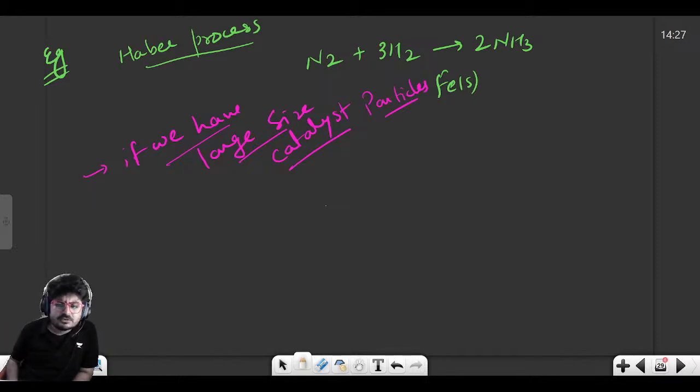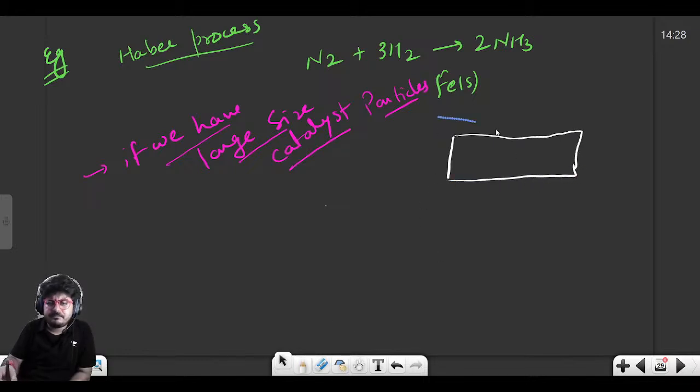ठीक है, वी हैव लार्ज कैटलिस्ट पार्टिकल्स, सो व्हाट विल हैपन टू द डिफ्यूजिविटी? कैन यू थिंक अबाउट दैट? Okay, never mind. So think like this.